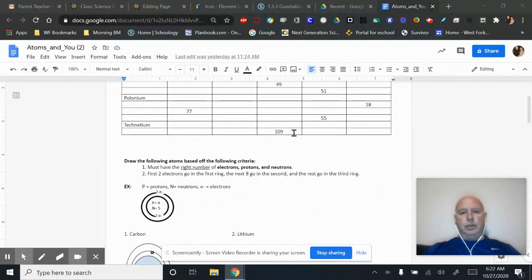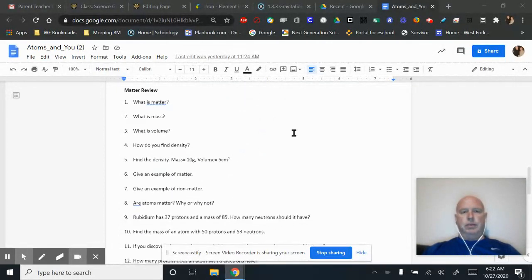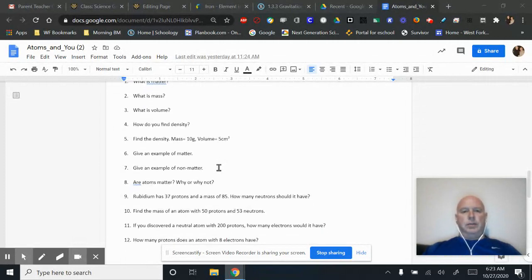And so you're going to need to open up your Atoms and You assignment. You're going to scroll down to where it says Matter Review. In the Matter Review section, you're going to do the first 10 questions. So it starts off with: what is matter, what is mass, what is volume, how do you find density. Find the density: mass is equal to 10 grams, volume is equal to 5 centimeters cubed. Give an example of matter. Remember that matter is anything that has mass and occupies space, so it kind of helped you out right there.